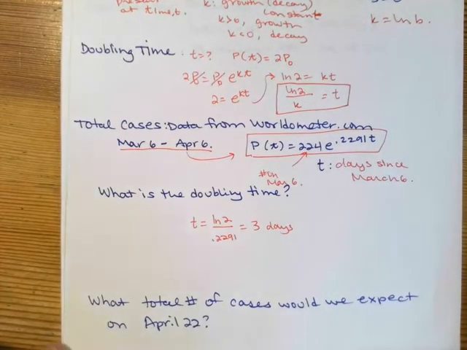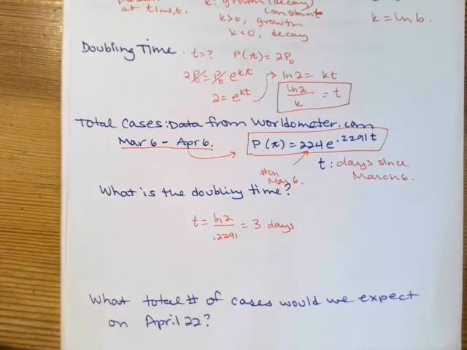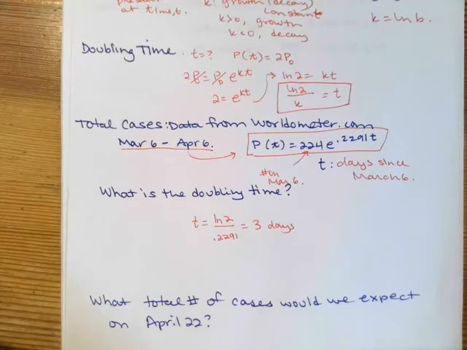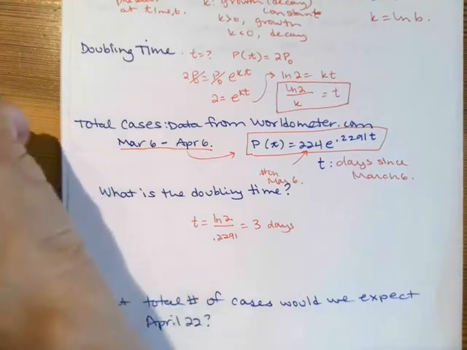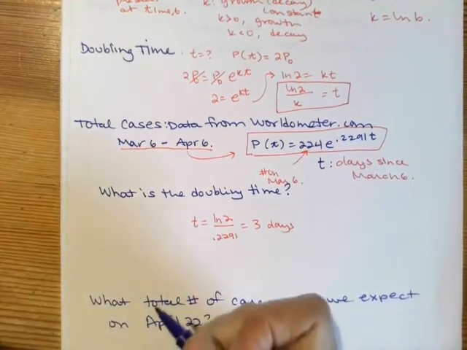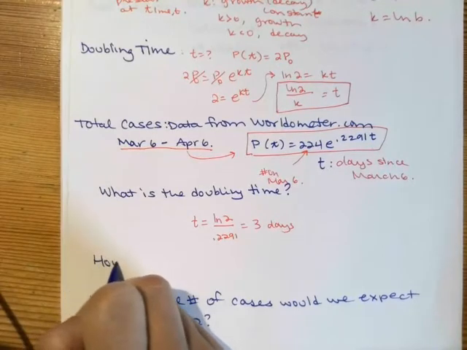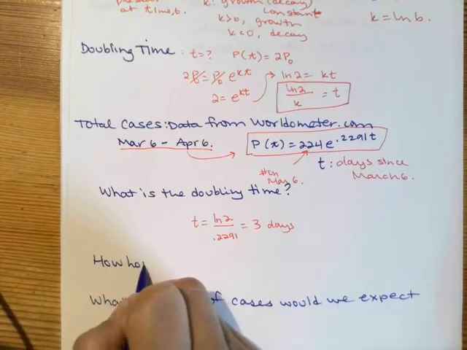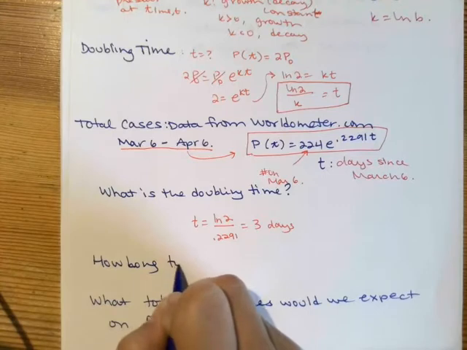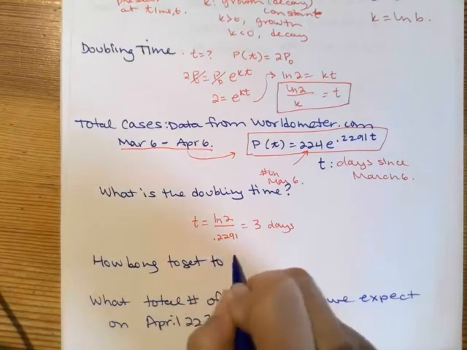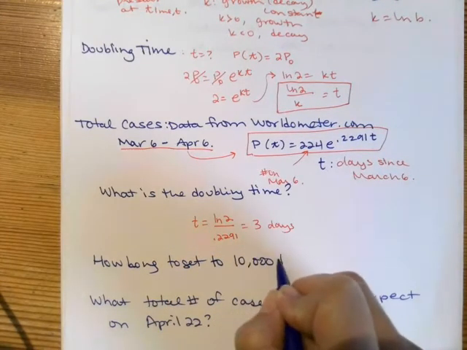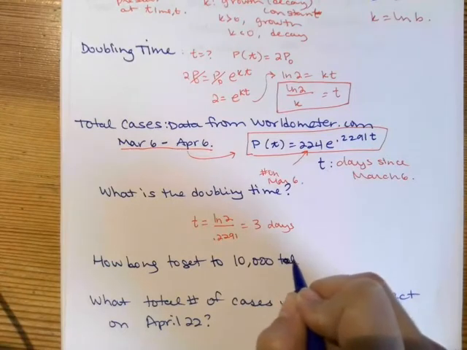So let's think about that then. According to this model, when should we have passed, let's say, 1,000 cases, or let's say 10,000? So we'll add in a question here: how long to get to 10,000 total cases?